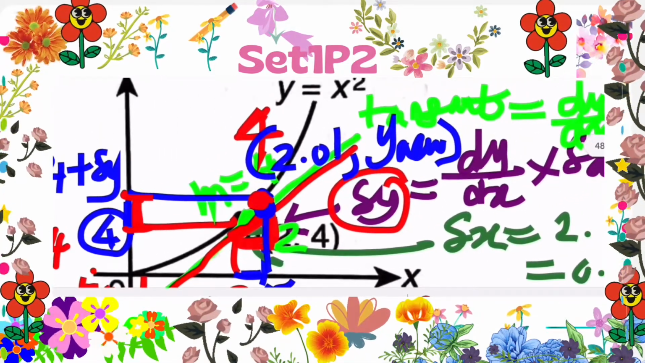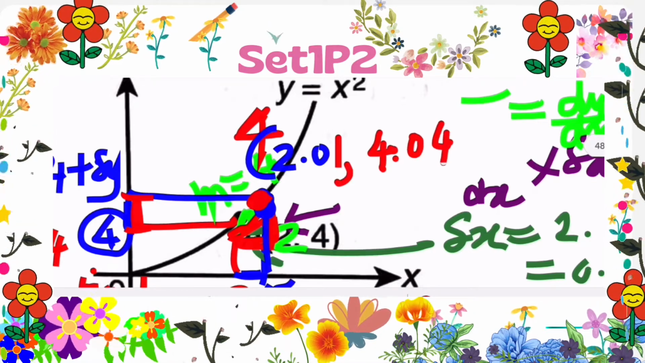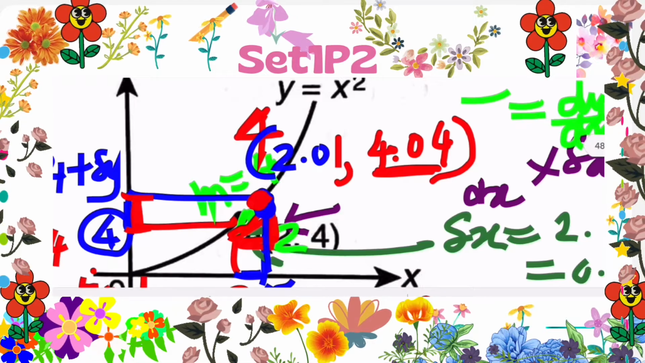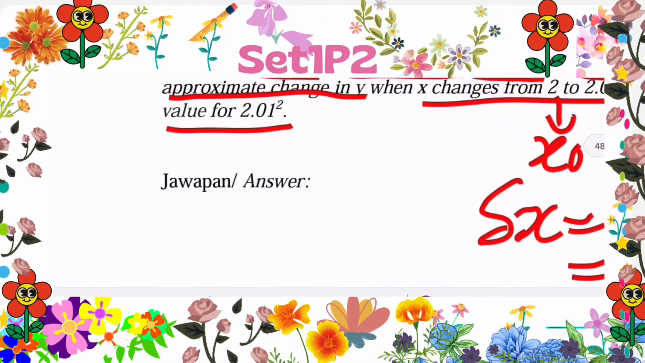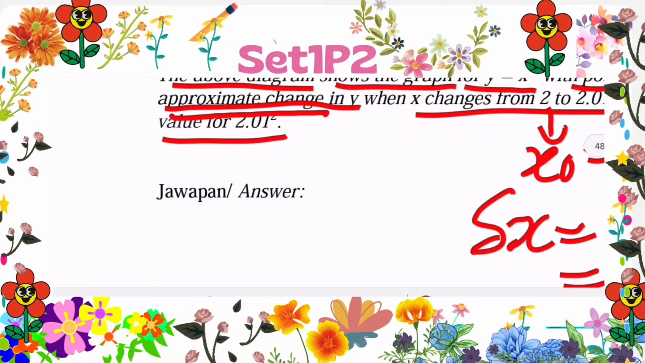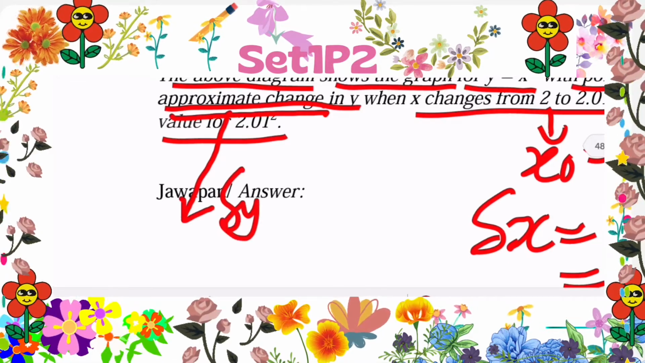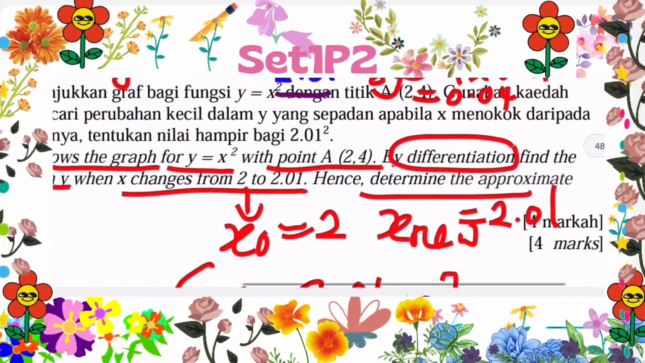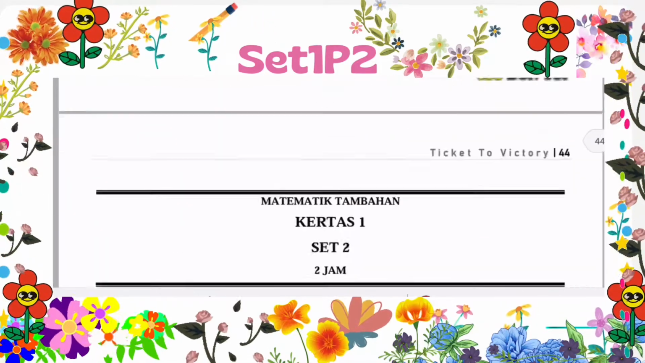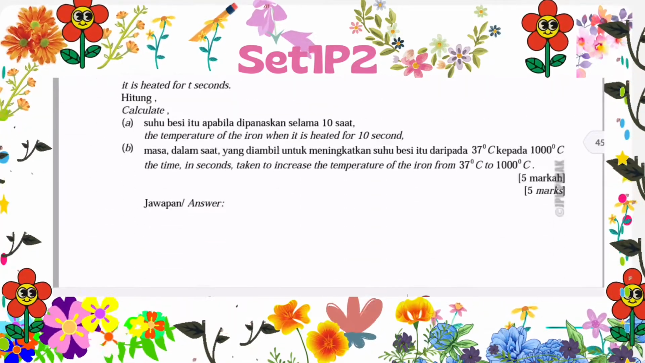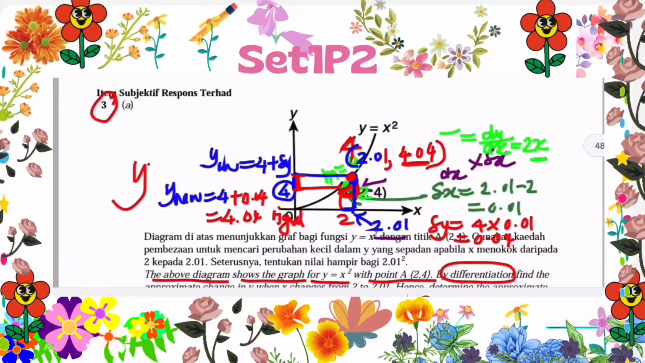That means x changes, the value of y also changes. So we can write here 4.04 by using differentiation. So that's how we find the y value. The approximate change in y we call delta y. For the approximate value of the function, we will use y new.